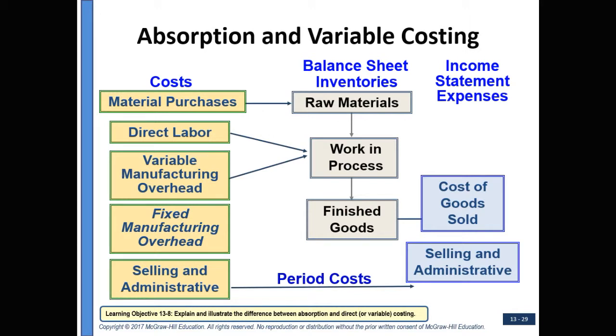Using absorption costing, fixed manufacturing costs are applied to the work in process inventory as manufacturing overhead product costs, but fixed manufacturing costs are recognized as a period cost along with the selling and administrative costs using variable costing.